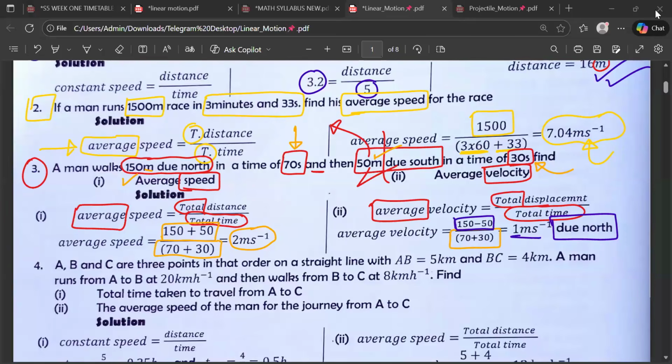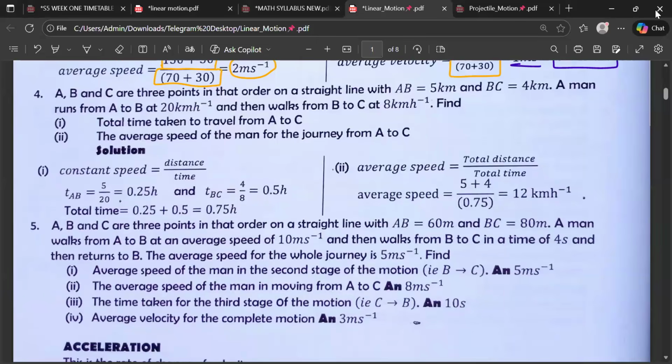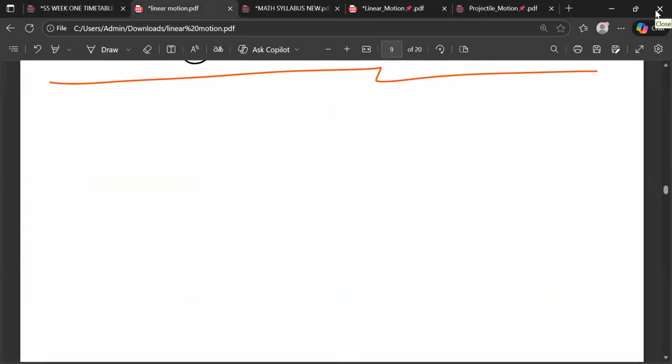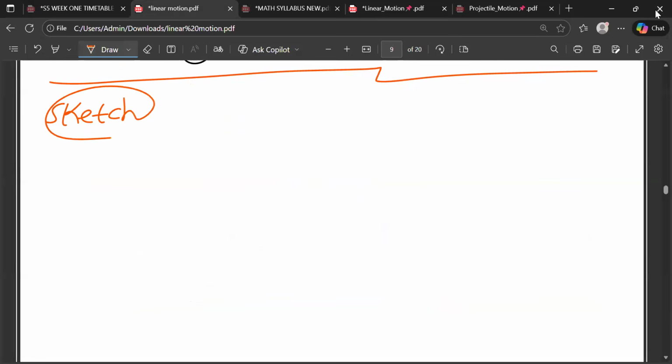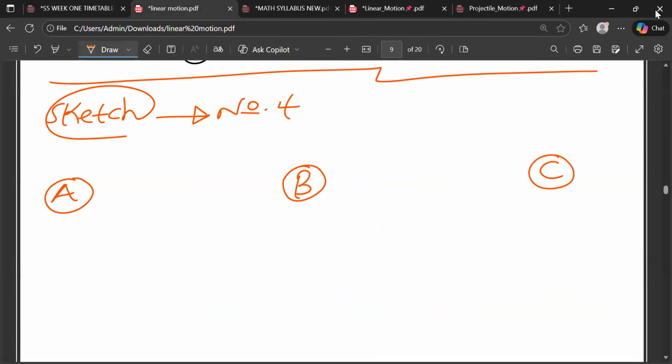So let's see number 4. Number 4, they are giving you 3 points, A, B, and C, and they are saying they are in order on a straight line, because we are talking of linear motion, or motion in a straight line. So we are going to first have our sketch and compare it with the solution. They have 3 points, A, B, and C. If you recall, we had these points before, so we are going to cheat.